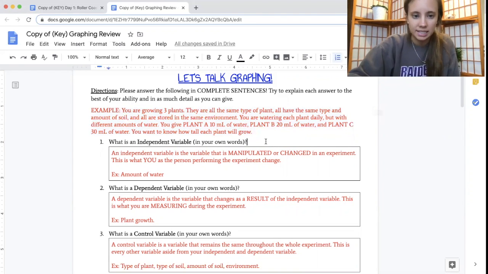Okay, so let's look at the independent variable. An independent variable is a variable that is manipulated or changed in an experiment. So this is what you, as the person performing the experiment, change. In this case, you are changing the amount of water that is added to each plant every day, right? That's the only thing that's different between these plants. You're changing that between each plant. They don't all get the same amount of water.